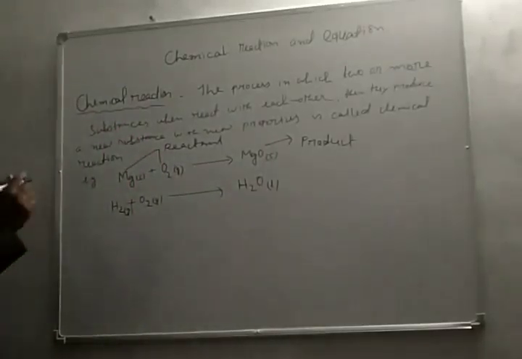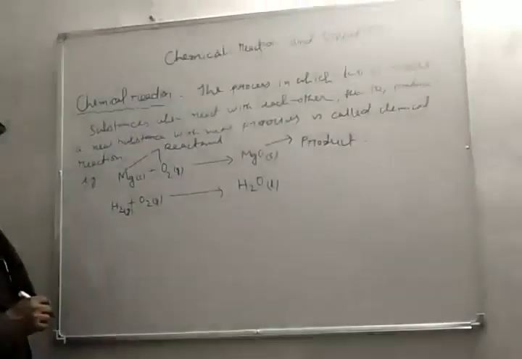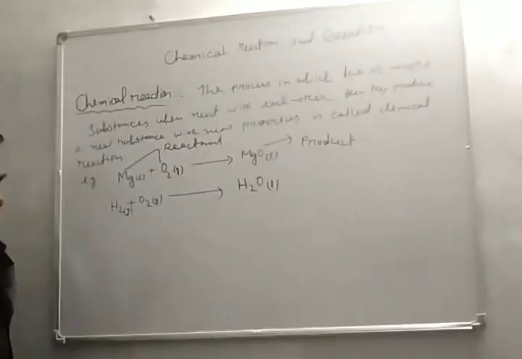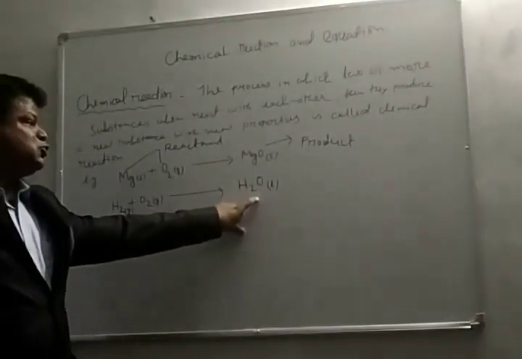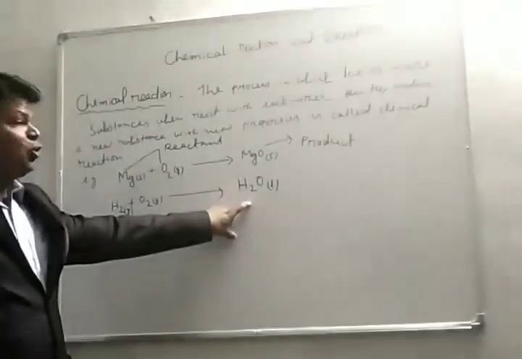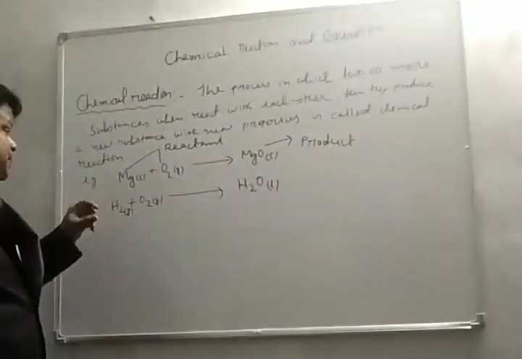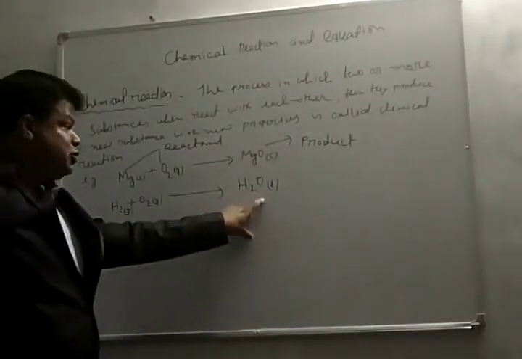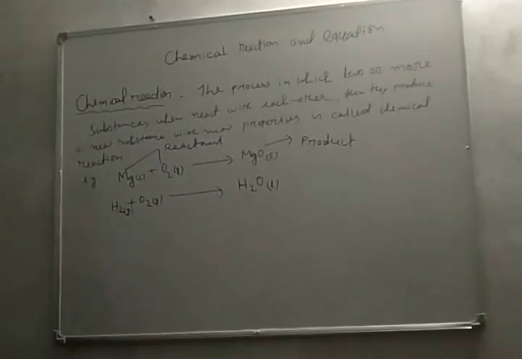Here hydrogen was in gaseous state and oxygen was in gaseous state. But when they combine in a definite ratio, they produce one new product, that is H2O. In general, it is called water, and water is in liquid state. So it will produce a new product. Now, what are the changes taking place during a chemical reaction?